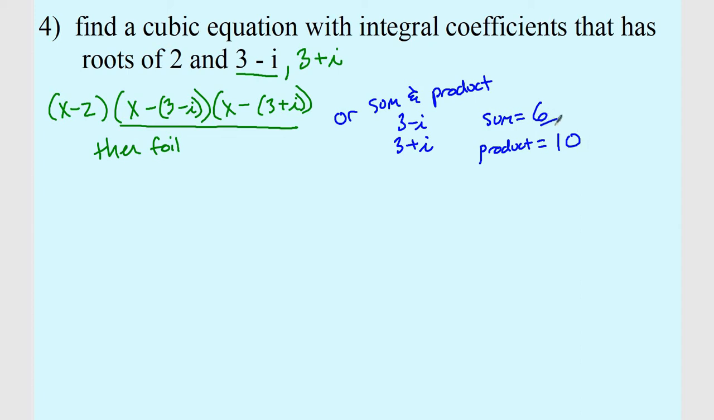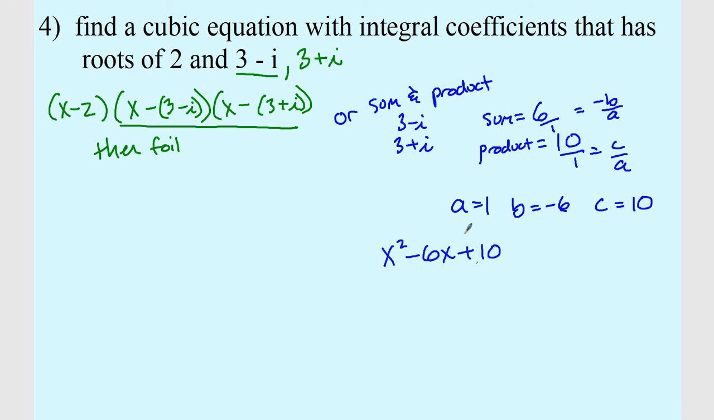So remember, that's over 1. Your sum is negative b over a. Your product is c over a. We did this back in chapter 4. So in this case, a is 1, b is negative 6, and c is 10. So our equation is x squared minus 6x plus 10. We also have the 2, so don't forget that. So x minus 2, this is our cubic equation.